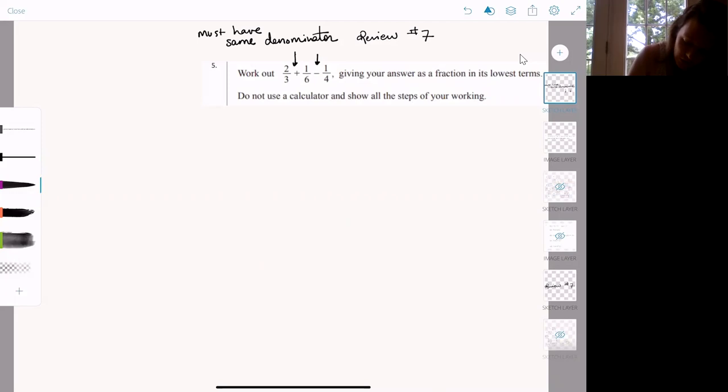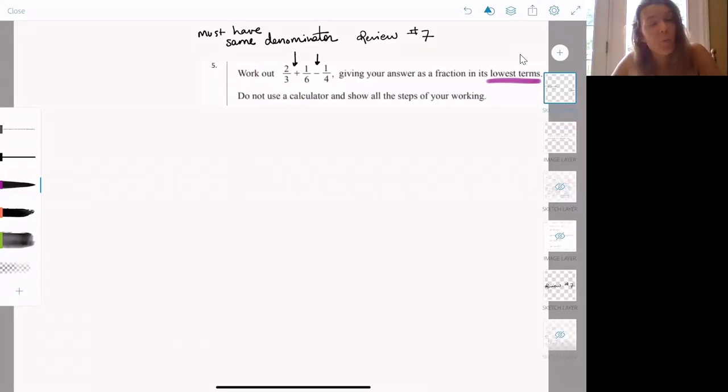And so when I'm looking here and it's asking to give me the answer in its lowest terms, what that tells me is I can go about this problem in two different ways. I'm going to go about it the easier but longer way first, and then do it again the slightly harder but shorter way. I like the second way better, but it's all up to you. Okay, so here, let's go ahead. We need to have the same denominator for all three fractions.